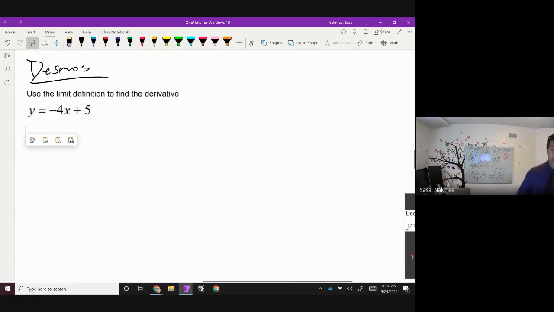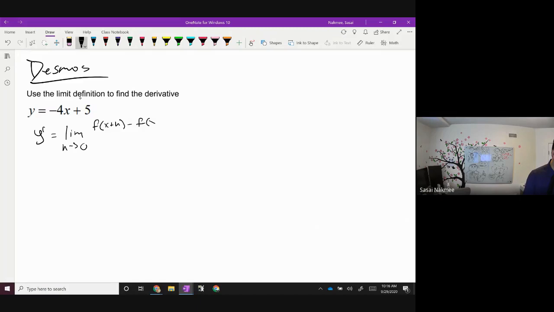Here's what I want from you guys. First thing up is I want you to write down on your own paper the limit definition, which is y prime is equal to the limit as h approaches 0 of f of x plus h minus f of x, over h.